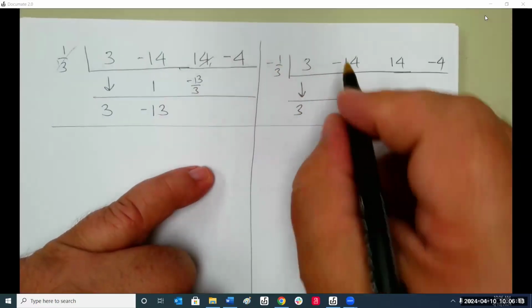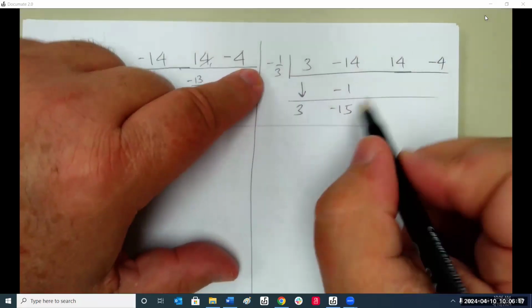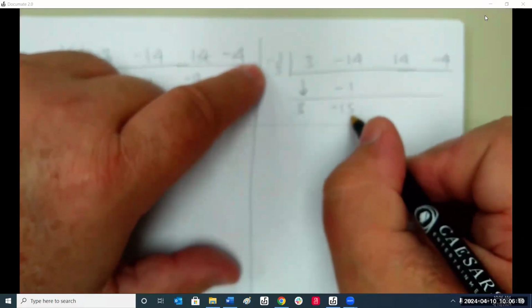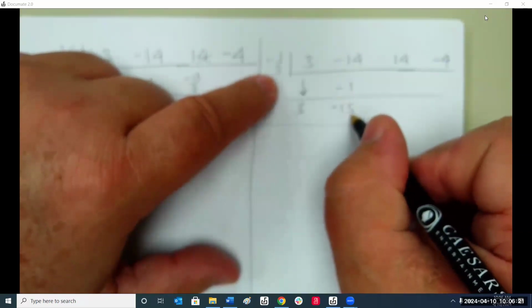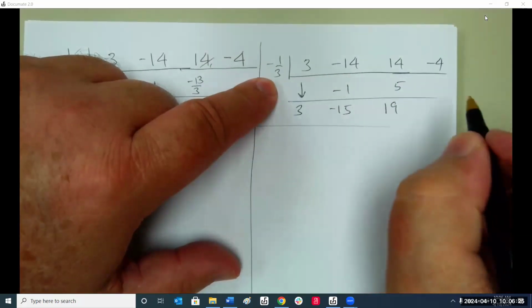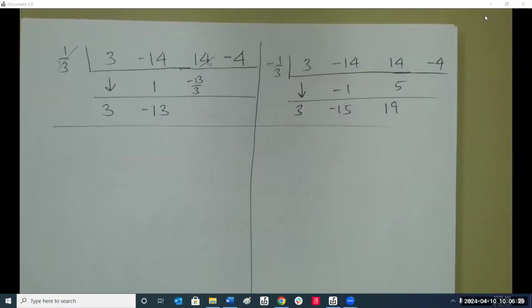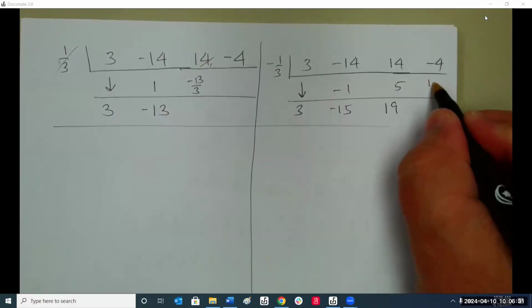So negative 1/3 times 3 is -1, makes it -15. Negative and negative makes it positive. 15 divided by 3 is 5. No.